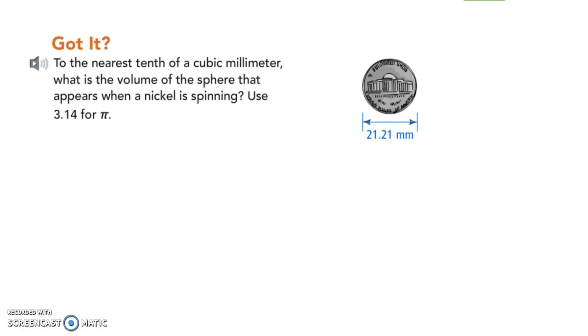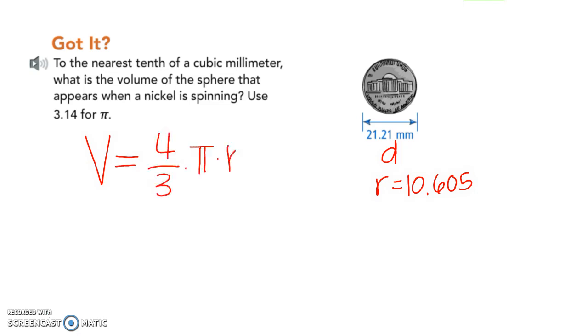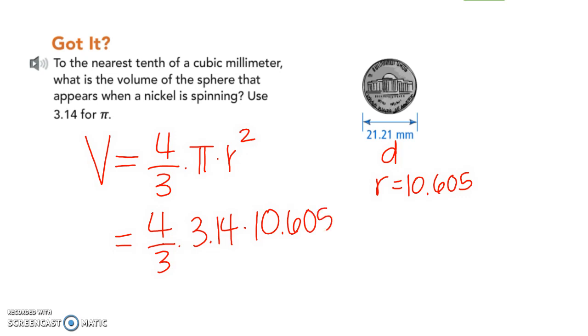Let's do one more. So this time they gave me the diameter. They're telling me to imagine if I spin the nickel, that would create like a sphere. So since this is the diameter, I first need to figure out what would the radius be. So I'm going to divide that by 2. 21.21 divided by 2 gives me 10.605. So now in my formula, 4/3 pi r squared. I'm going to plug in 3.14 for pi, and I'm plugging in 10.605 for, oops, I messed up the formula. Cubed, not squared. Don't do what I did.